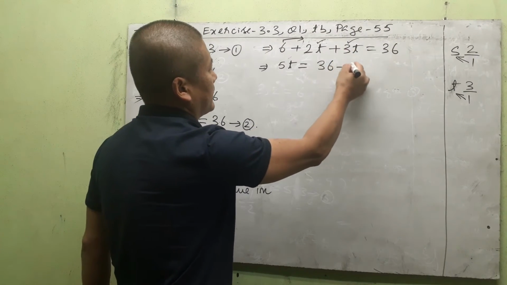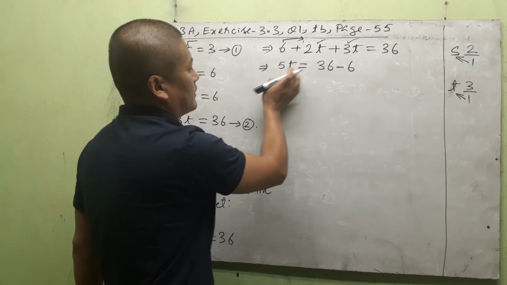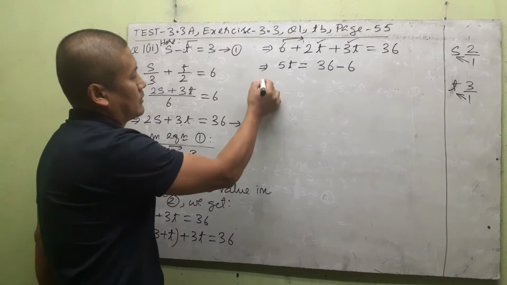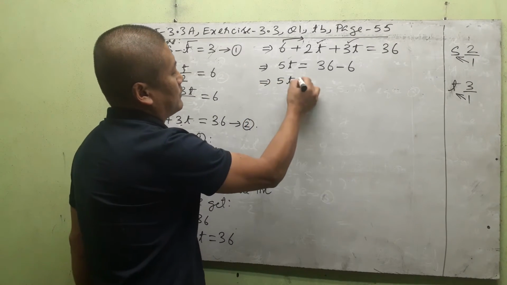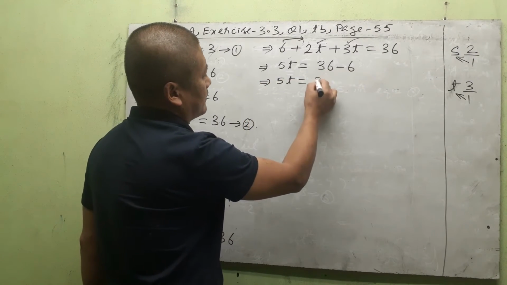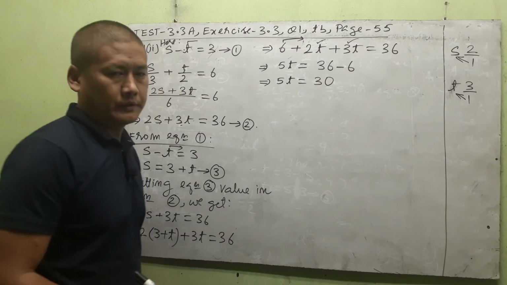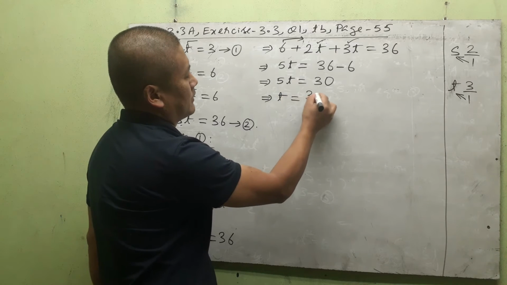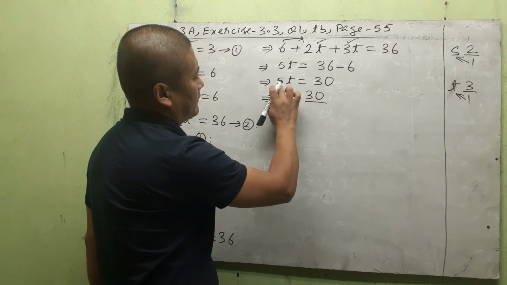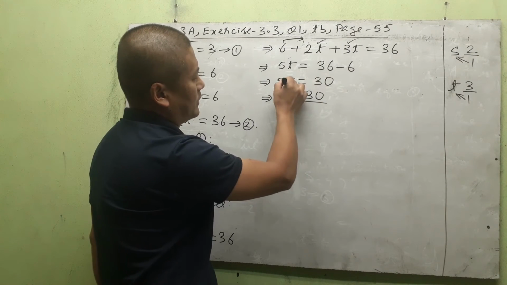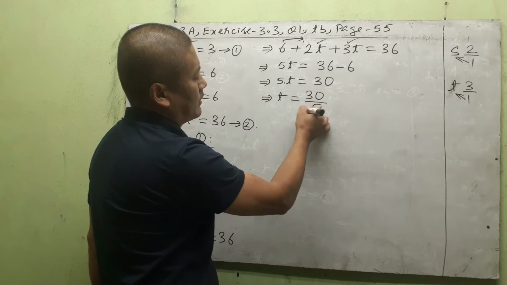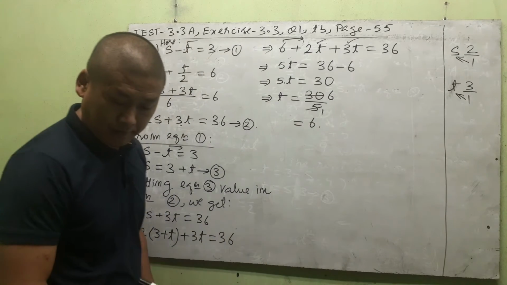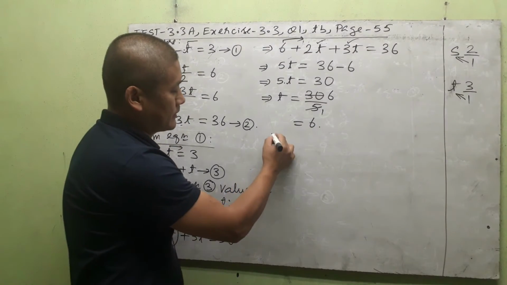Plus 6 becomes minus 6. Only t terms on the left side because we are trying to find the unknowns t and s. Then 5t will be equal to 36 minus 6, which is simply 30, right? Then we get t is equal to 30, and this 5 shifted to the right side becomes divided by 5. 5 1s are 5, 5 6s are 30, so t is 6. Then we have to find s.